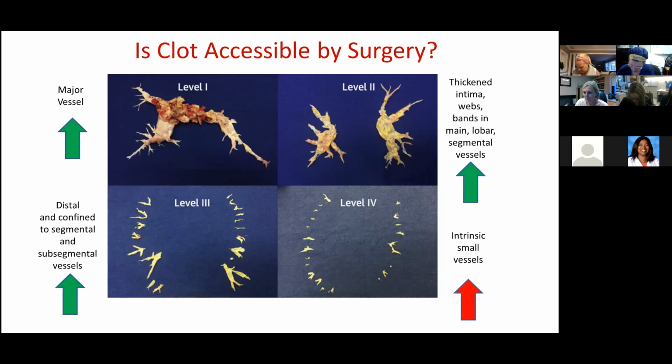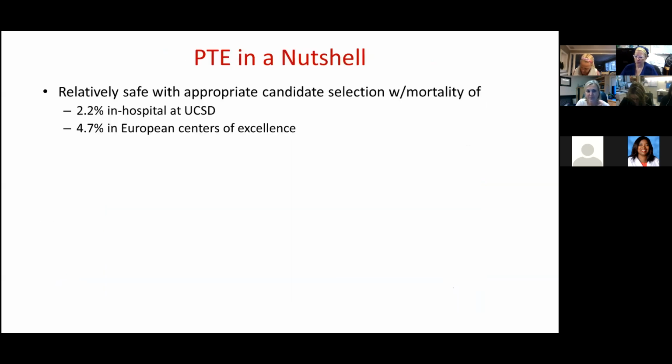And level 4 is what we have with very distal disease. There is very limited data that operating on patients with level 4 disease is successful. Usually those patients require either balloon pulmonary angioplasty, or balloon pulmonary angioplasty and medications, or medications. But level 1, 2, and 3 disease generally are considered accessible by surgery.